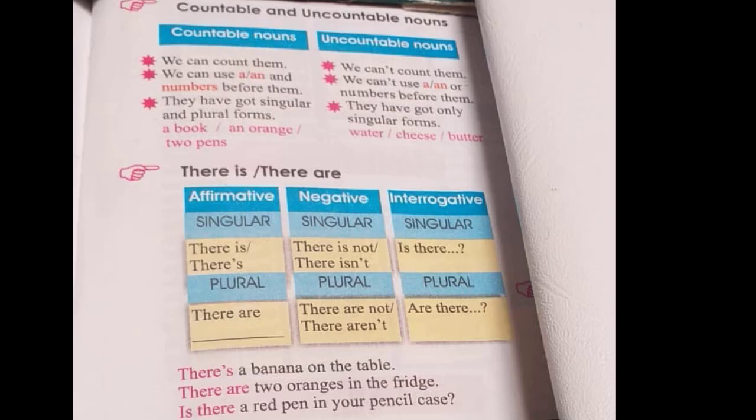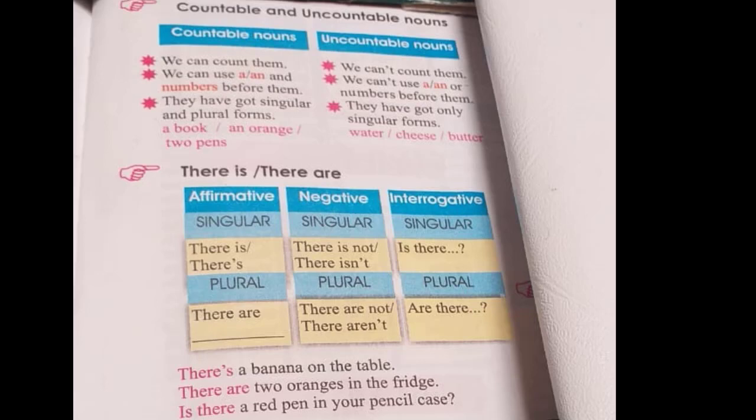Okay, please. For uncountable, we say how much chocolate is there in the fridge? There is a lot of chocolate. There is much chocolate. A lot of means much. A lot of can be used with countable and uncountable. Okay, please. Fish. How much fish is there in the fridge? How much meat is there in the fridge? There is some meat in the fridge, or there is a little. A little means some.